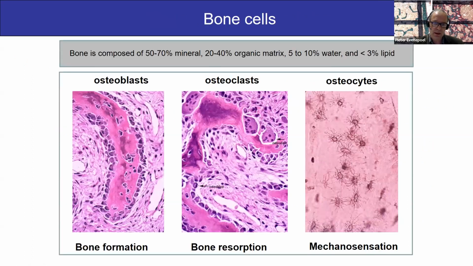It's composed mainly of mineral, 50 to 70%, but also organic matrix, 20 to 40%, a little bit of water and lipid. But also it's a living organ, meaning it's also containing cells. And the most well-known cells of the bone include osteoblasts, which are the bone-forming cells. We have also the osteoclasts, as you can see on this graph, which are the bone resorption cells. And finally, we have osteocytes, which are the most numerous cells in the bone, accounting for more than 80% of the cells of the bone. And these are in fact the headquarters of the bone. They do mechanical sensation, and then they talk to the other cells and they tell them what they should do, building bone or breaking bone off.